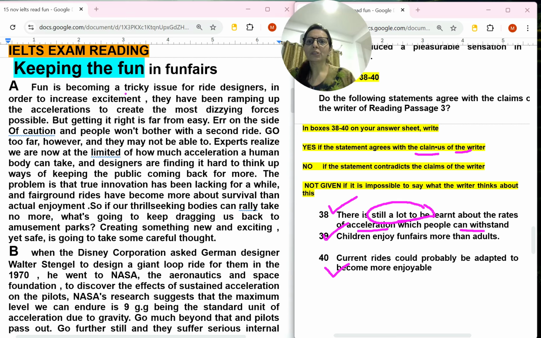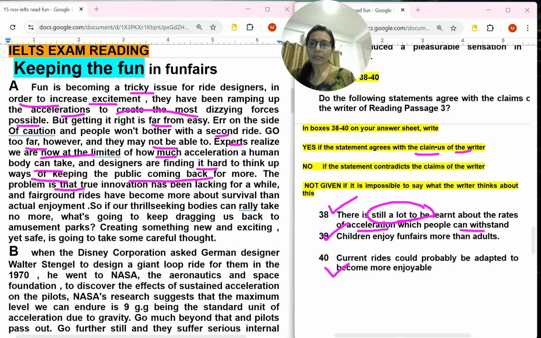Let's read it. Fun is becoming a tricky issue for ride designers. In order to increase excitement, they have been ramping up the acceleration to create the most dizzying force possible, but getting it right is far from easy. Err on the side of caution, and people won't bother with a second ride. Go too far, however, and they may not be able to. Experts realize we are now at the limit of how much acceleration a human body can take, and designers are finding it hard to think up ways of keeping the public coming back for more.